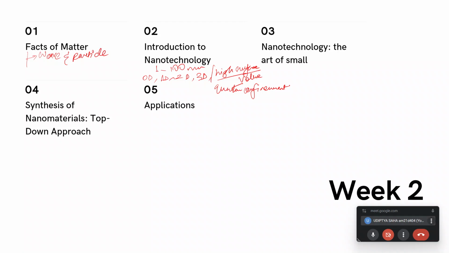So in the next one, nanotechnology, the art of small, we learned about the different nanomaterial synthesis techniques: lithography and most of the bottom-up approach we learned here. Then we learned the top-down approach, in which the methods are less complex and also economical compared to the bottom-up approaches.